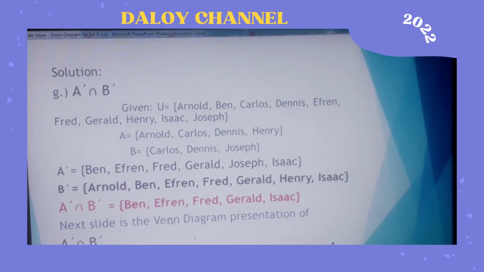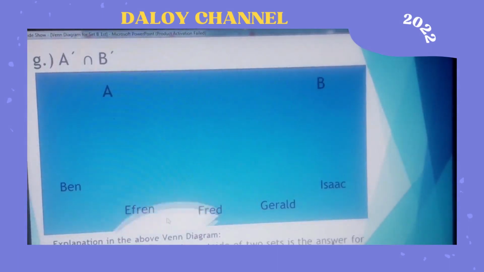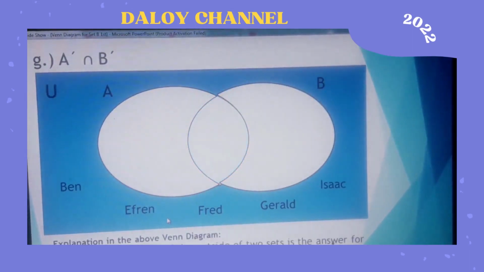So how would we put this into a Venn diagram illustration? In this case, you'll notice that for the intersection between the complement of A and the complement of B, the whole intersecting circles are unshaded. The only shaded area is the universal set. And these are the names involved. Those names outside the intersecting sets are the intersection between the complement of A and the complement of B.